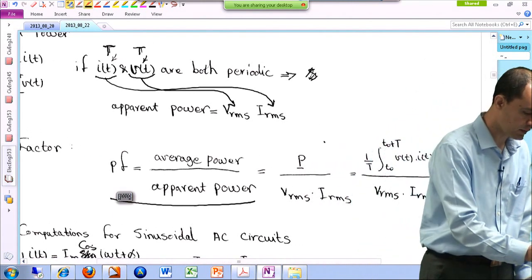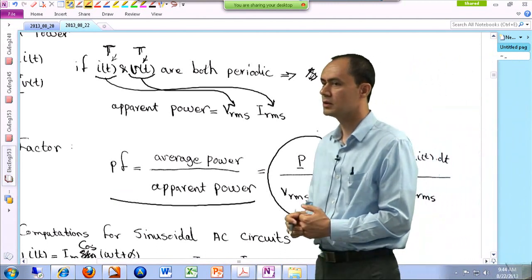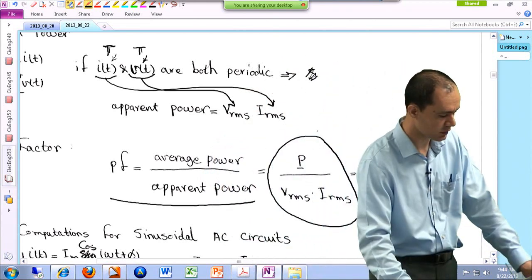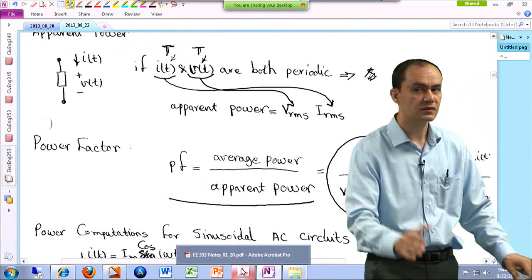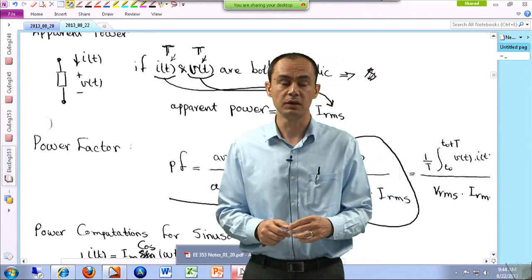So basically the average power divided by VRMS times IRMS is the power factor for that particular element or source in the system. All right. So please note that all of these definitions are general. They have nothing to do with our signals being sinusoidal.